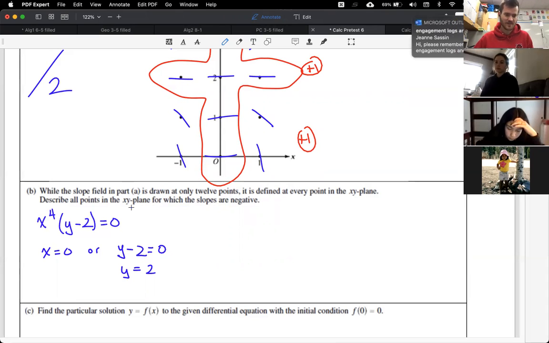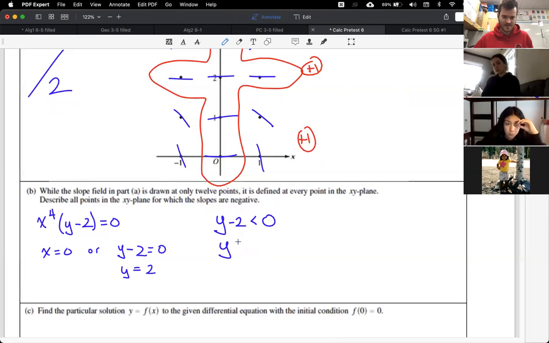So the only thing that can make this negative comes over here. So when is y minus 2 going to be negative, less than 0? That is only when y is less than 2. And we're done. That's all you have to write. Y is less than 2. Whenever the y coordinate is less than 2, then we'll have a negative slope.